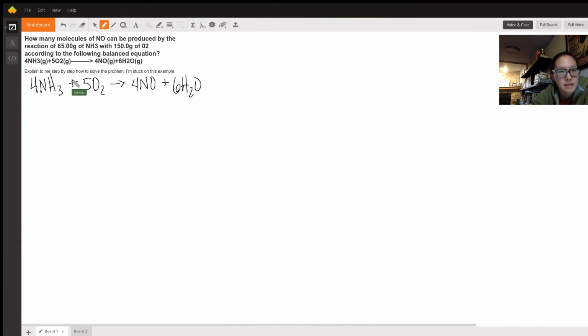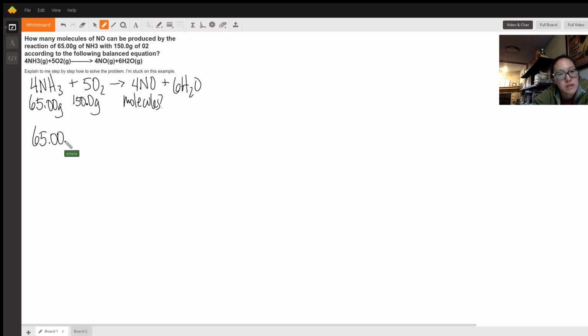Okay, so the problem asks how many molecules of NO can be produced by the reaction of 65.00 grams of NH3 with 150.0 grams of O2 according to the following balanced equation. So I started by rewriting the balanced equation, and then I took the information given and wrote it underneath the respective molecules in the balanced equation. This helps me organize my thoughts and also helps me see that this is what's called a limiting reagent problem.